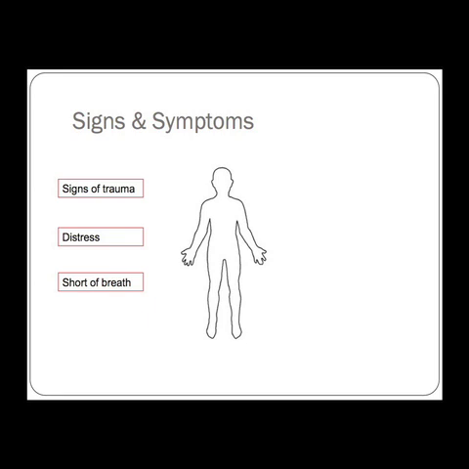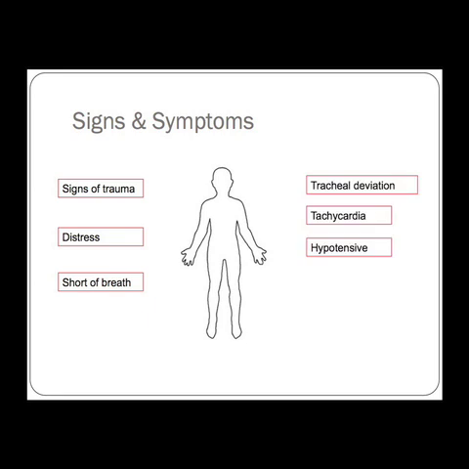But most importantly, are the signs that the clinician is able to see. Firstly, the trachea may be deviated away from the side of the pneumothorax. Also, the patient may be tachycardic and hypotensive, as well as the other signs seen with a normal pneumothorax, such as a decreased chest expansion, decreased breath sounds, and an increased percussion note.